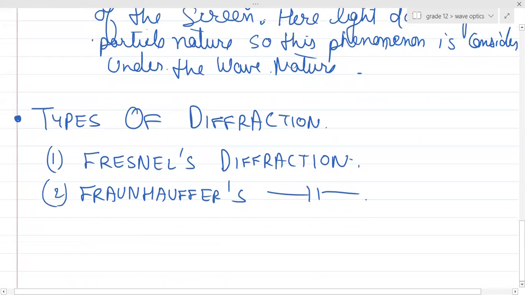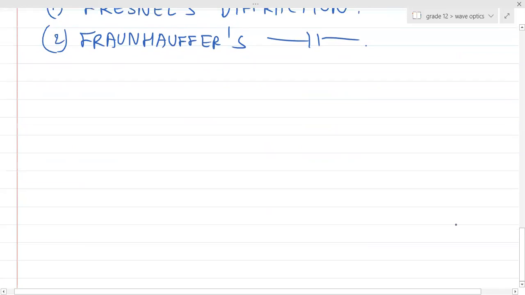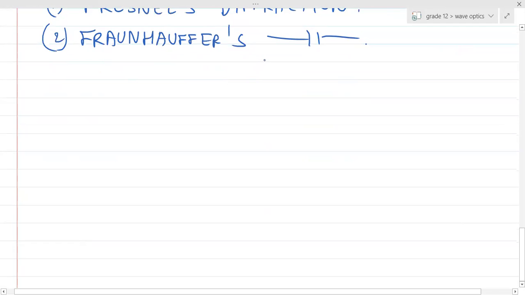So now let's see what Fresnel's diffraction and Fraunhofer's diffraction are. These are the two types of diffraction which we are going to study. So basically, I'll draw a table.